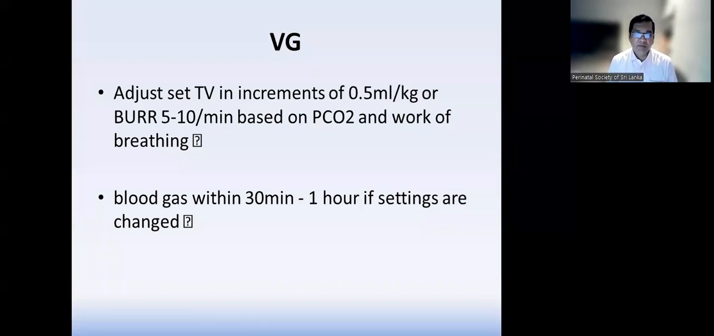And if the blood gases are not good, and if the carbon dioxide washout is not sufficient, and if you have more respiratory acidosis, you may have to increase your tidal volume. You can't stay on 5 ml per kg. You may have to go up to 6 ml per kg, or maybe sometimes 7 ml per kg. But your increment should be 0.5 ml per kg. And also, you can increase the backup rate. Backup rate is the ventilator rate in simple terms. So you can increase the backup rate by 5 to 10 and do the blood gas. Every time when you do a change, do a blood gas within 30 minutes to 1 hour and see whether your changes have done any improvement.